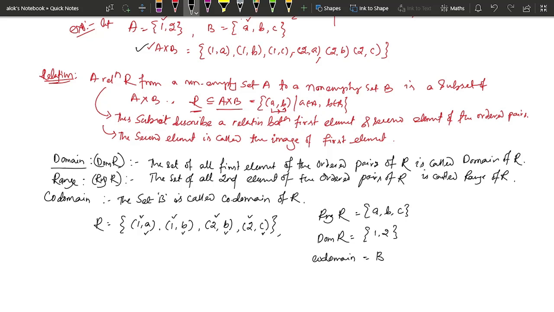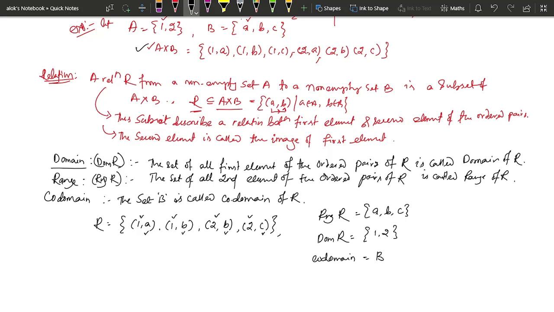We define the relation as: every subset of the Cartesian product A cross B is a relation from A to B. So as many subsets as A cross B has, that many relations there will be.